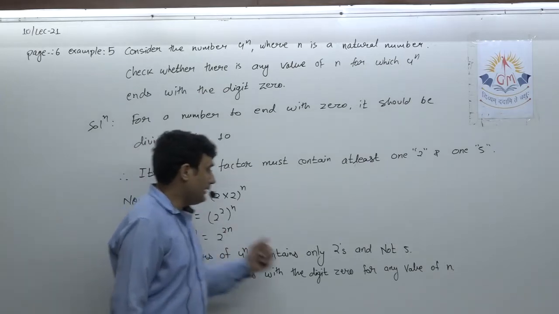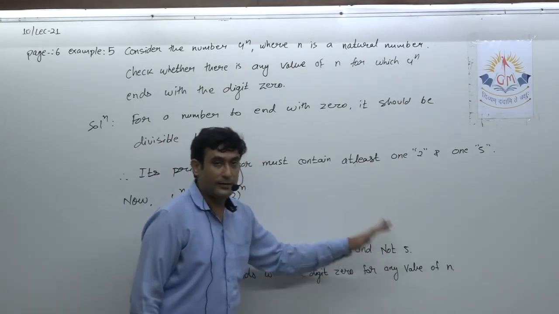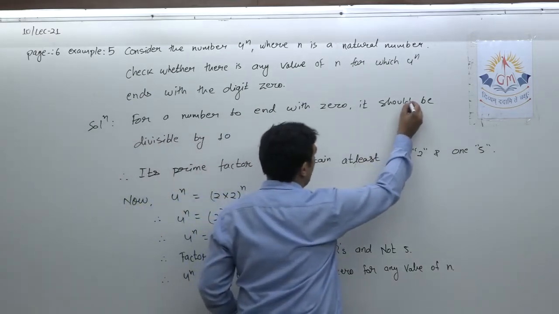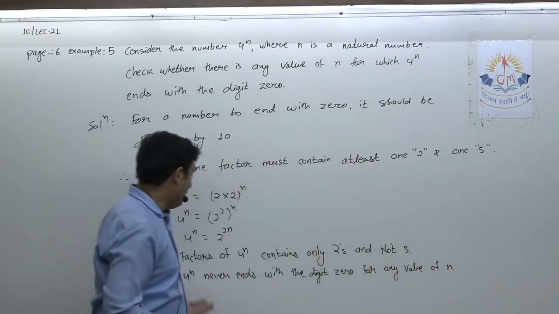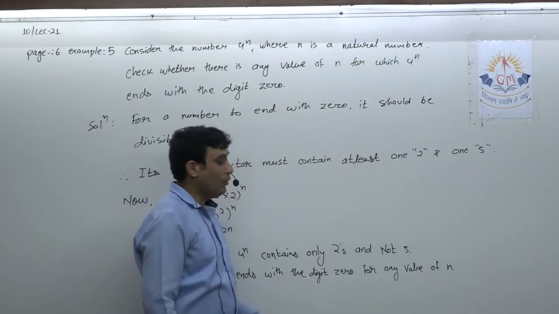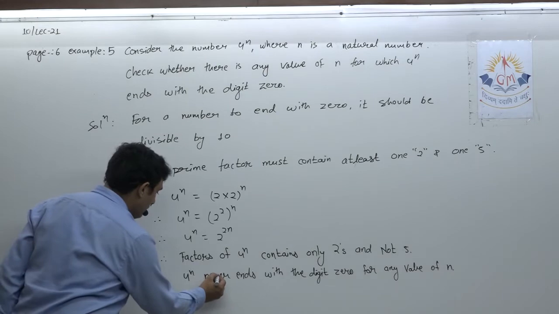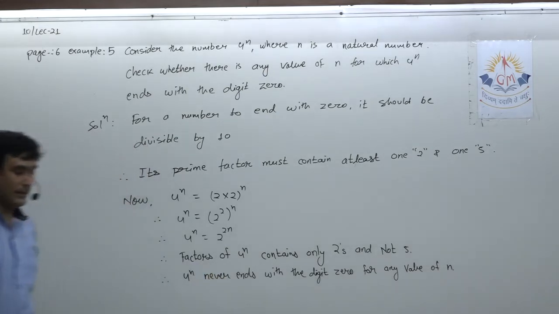In short, it does not contain any 5. As it does not contain any 5, it is not possible to divide it by 10, and hence it will never end with the digit 0, whatever is the value of n. So please note it down, then we will see the next question.